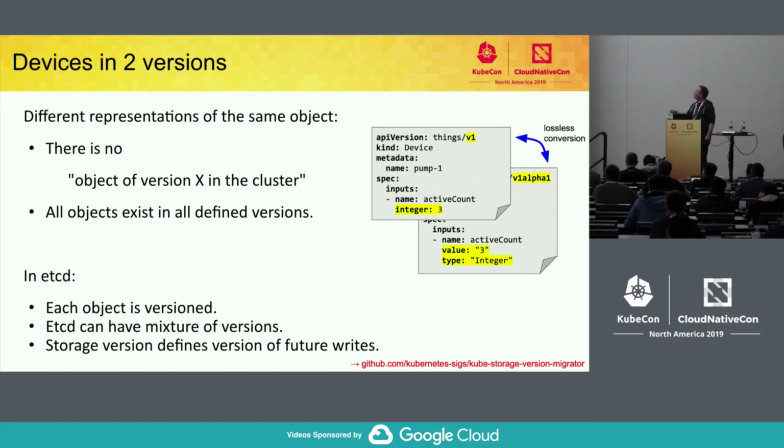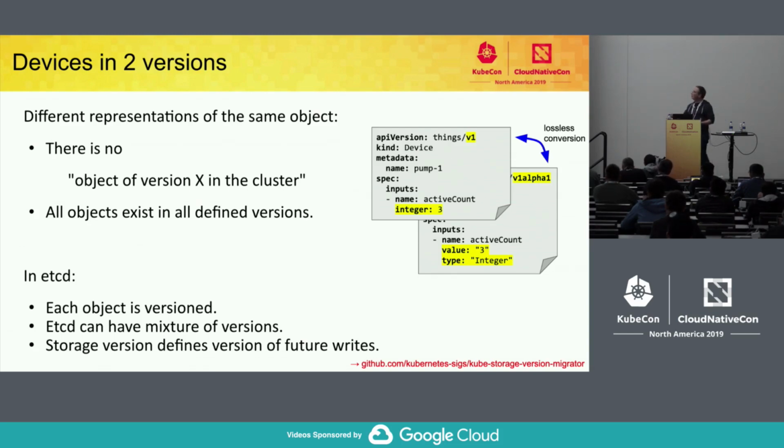Multiversion. So we have seen this before. We have 2 versions of devices, and we have seen already where the difference is. One has a sum type with those 3 fields, and one has just value and type. And important here is that you have to convert, and the conversion is done live when a request is processed.